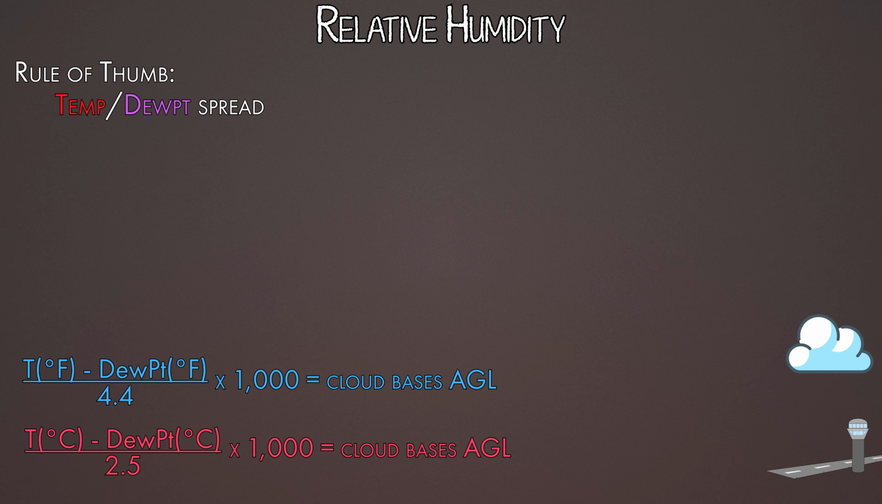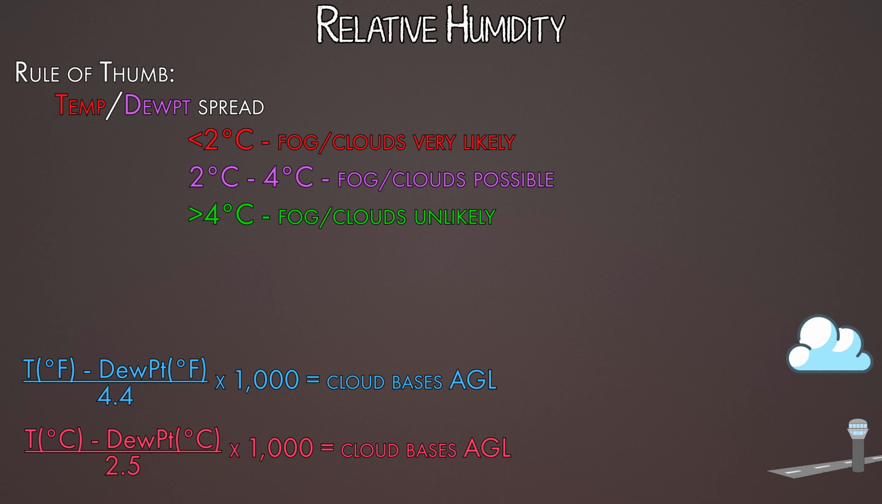Here's a rule of thumb for the temperature dew point spread. If it's 2 degrees or less, fog and clouds are very likely. If it's 2 to 4 degrees, they're possible, and above a 4 degree spread, the fog and clouds are unlikely.